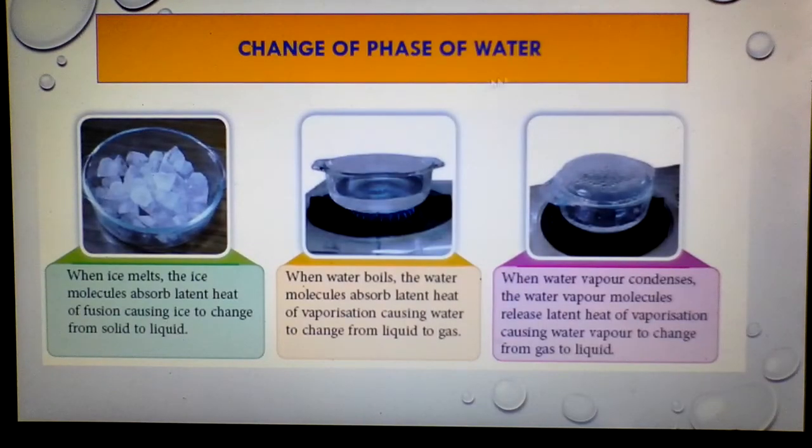Okay, now about change of phase of water. When ice melts, ice molecules absorb latent heat of fusion, causing ice to change from solid to liquid, with no change in temperature, at the melting point. When water boils, the water molecules absorb latent heat of vaporization, causing water to change from liquid to gas. When water vapor condenses, the water vapor molecules release latent heat of vaporization, causing water vapor to change from gas to liquid. So this is one example that shows how a change of phase of water occurs.